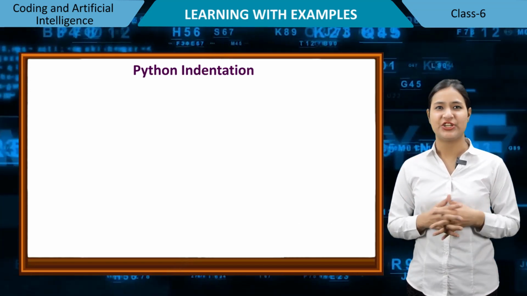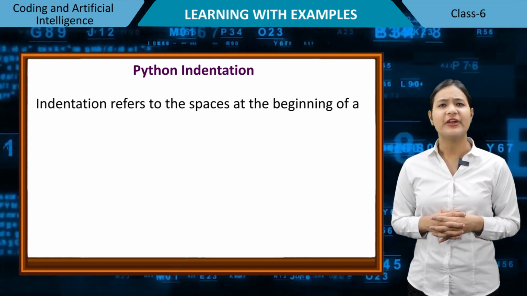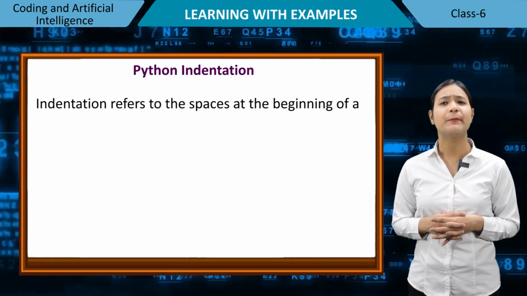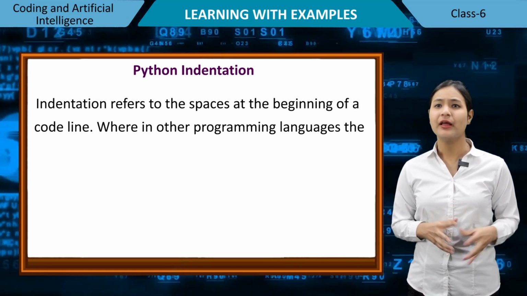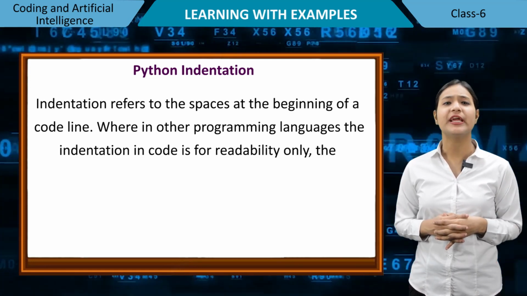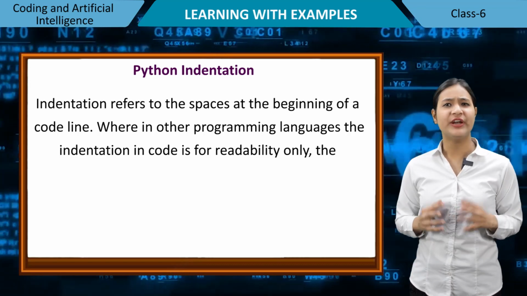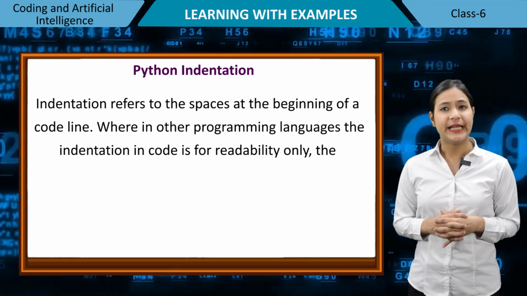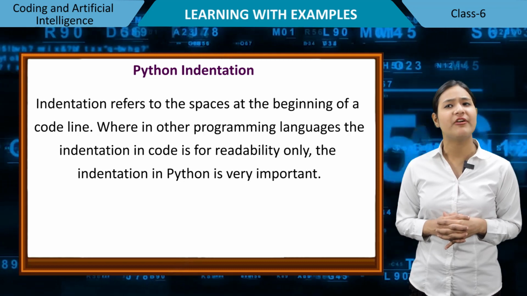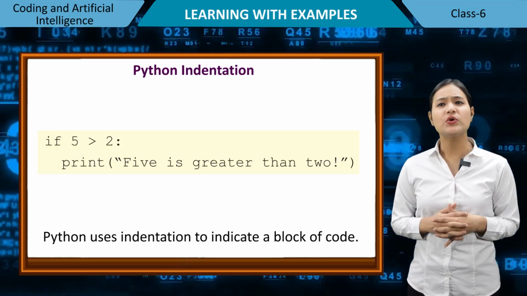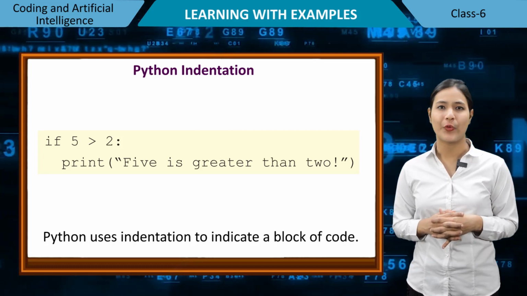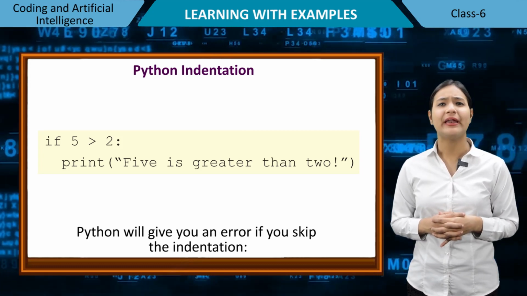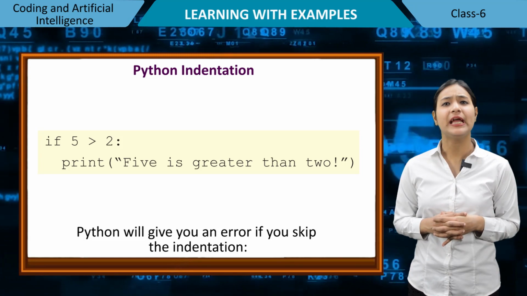Python indentation. Indentation refers to the spaces at the beginning of a code line. In other programming languages, the indentation in code is for readability only. The indentation in Python is very important. Python uses indentation to indicate a block of code. Python will give you an error if you skip the indentation.